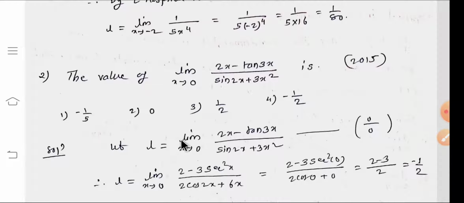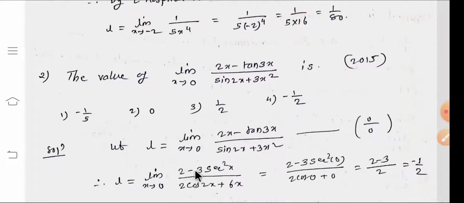Let us consider L equal to limit of x tends to 0, (2x minus tan 3x) by (sin 2x plus 3x square). As x tends to 0, if you substitute x equal to 0 here, 2 into 0 is 0, minus tan 0 is 0, so the numerator comes 0. In the denominator, sin 0 is 0 and x square is 0. So the given limit function is of the form 0 by 0. Therefore, by L'Hospital rule, we differentiate numerator and denominator separately.